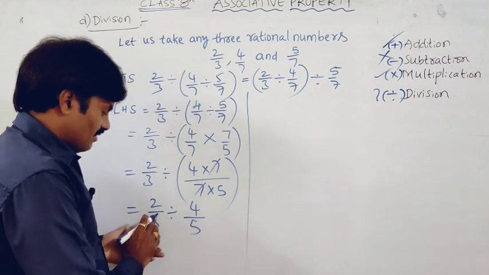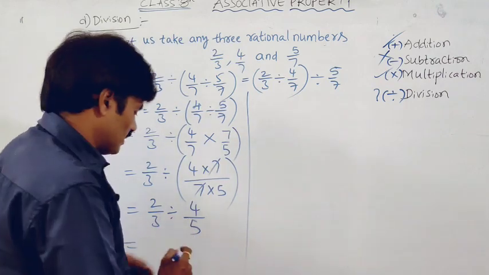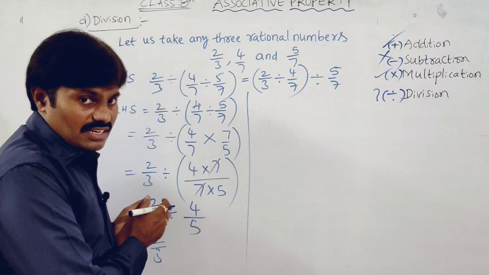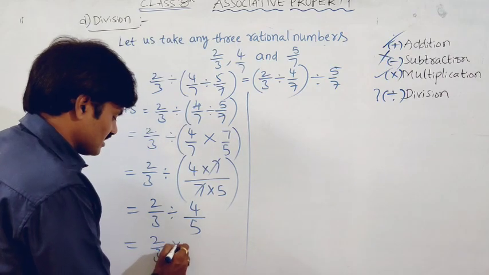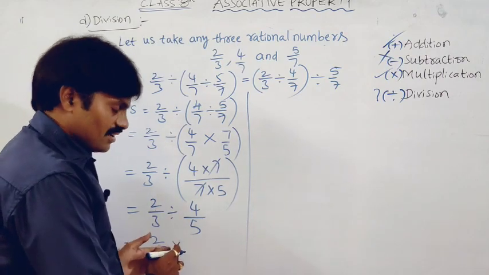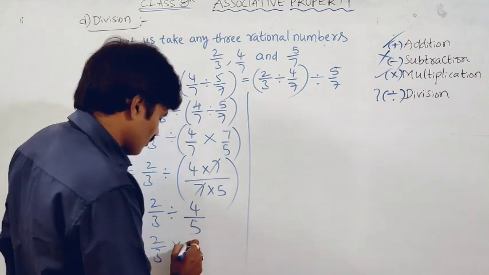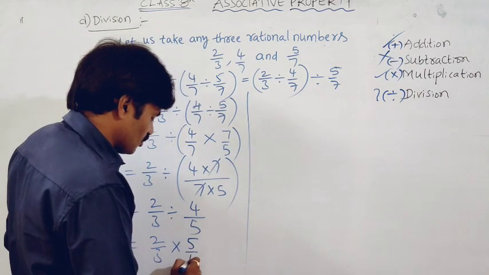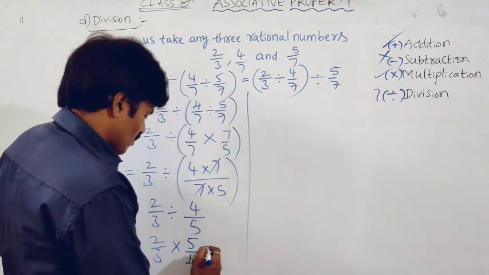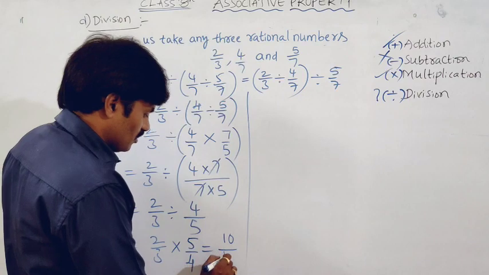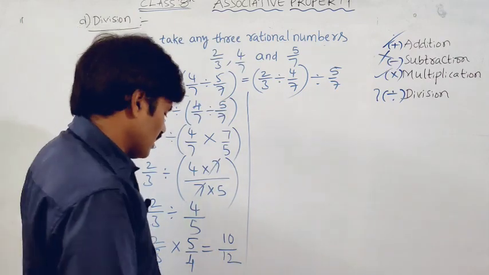Now again, while dividing a fraction by another fraction, the simple method is to convert the division into multiplication like this. So I have written the multiplication symbol, and we write the reciprocal of 4 by 5. What is the reciprocal of 4 by 5? Just interchanging the numerator and denominator. Now what is the final result? 2 into 5, 10; 3 into 4, 12. So 10 by 12.